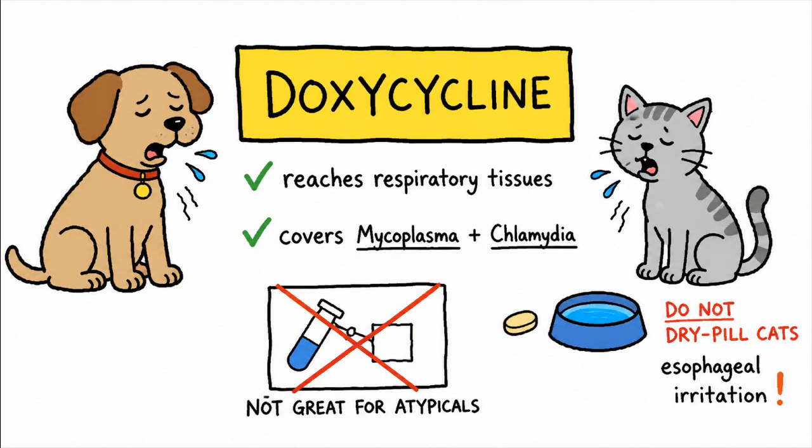This is why doxycycline, a tetracycline, is often a logical first antimicrobial for many canine and feline upper respiratory infections when bacteria are suspected. Doxycycline is useful because it reaches respiratory tissues and covers atypical organisms like Mycoplasma and chlamydia, which beta-lactams do not cover well. In cats, I remember not to dry pill doxycycline because esophageal irritation and strictures can happen.